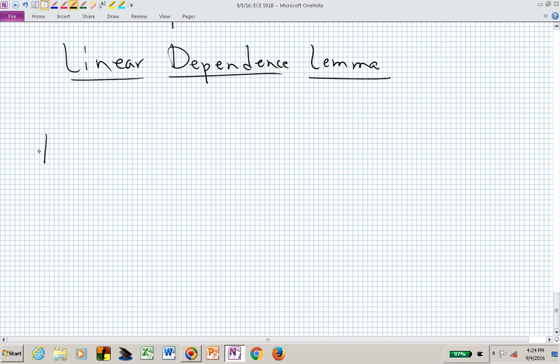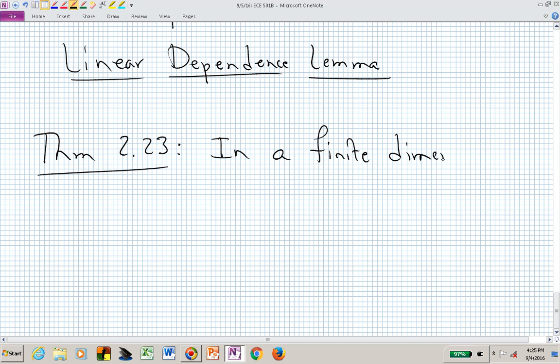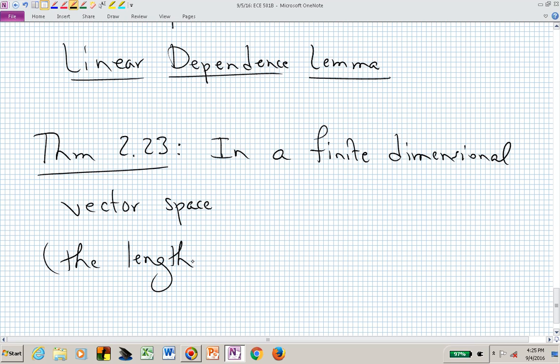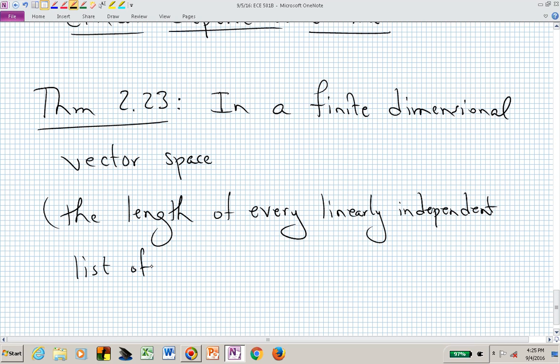The first theorem that we want to be familiar with is that in a finite dimensional vector space, the size or the number of vectors, the length of every linearly independent list of vectors is in fact a number.